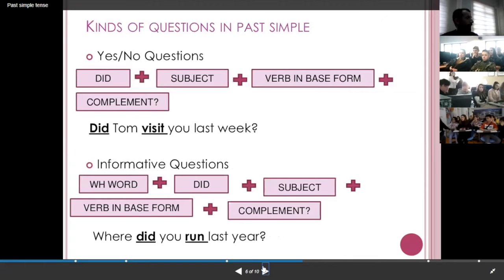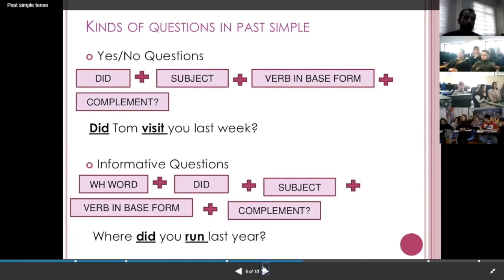Later, we have yes, no questions and also WH questions for questions in the past. We use did at the beginning of the sentence and later subject and verb, but this time the verb should be in the base form. Okay, we don't use ed or irregular verbs. I mean the second type of the verb in past simple tense. Did Tom visit you last week?